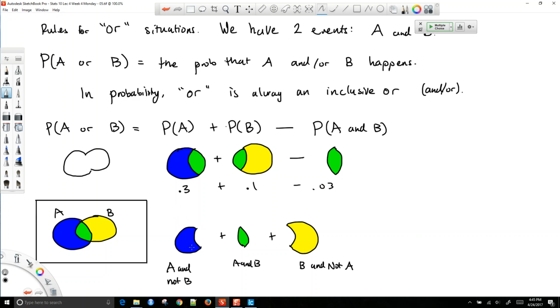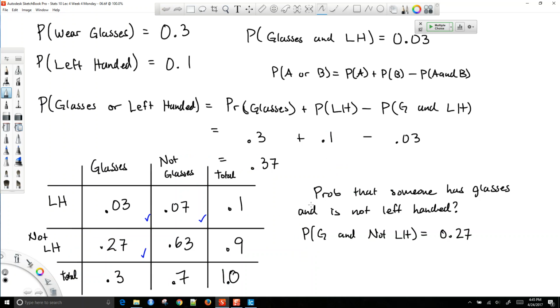But if we did A and not B, if we call A glasses and B left-handed, this is 0.27, this is 0.03, and this is 0.07. So these are the different ways that it could work out. Okay, so this is what we have here. All right, is that okay?